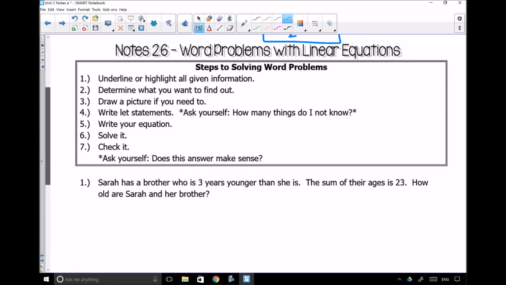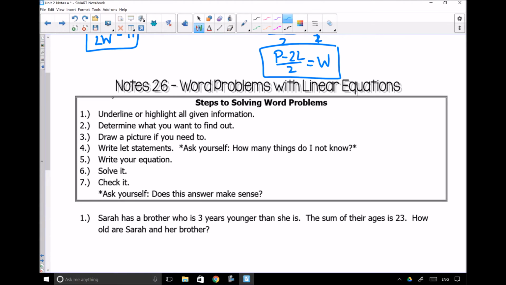So, steps to solving word problems. The first step we're going to do is underline or highlight all given information, okay? Then we're going to determine what we want to find out, and I strongly suggest that you circle it so you can make sure you actually answer the question, okay? Next, you're going to draw a picture, but only if you need to. Only draw a picture if it's helpful to you.